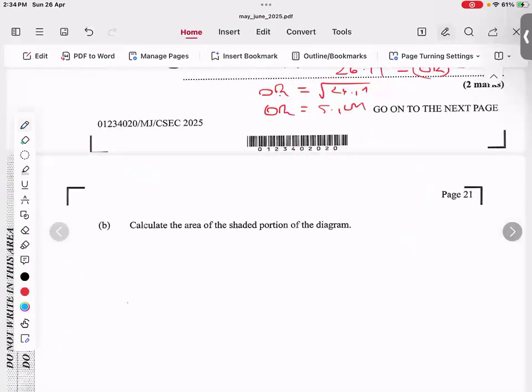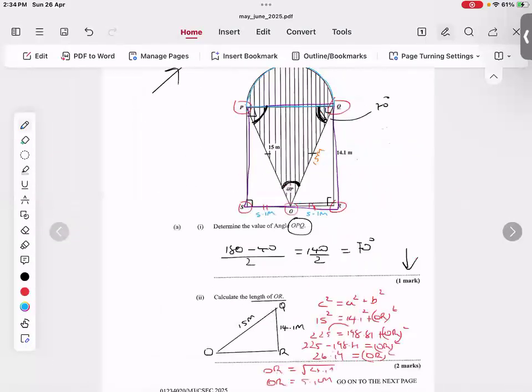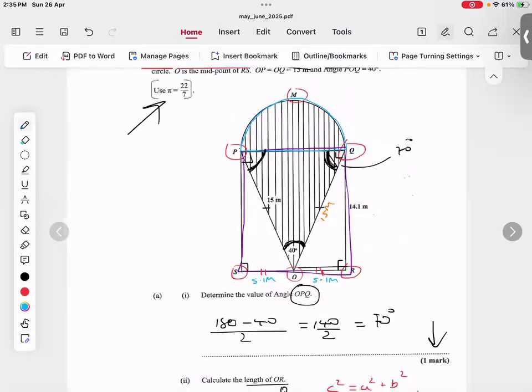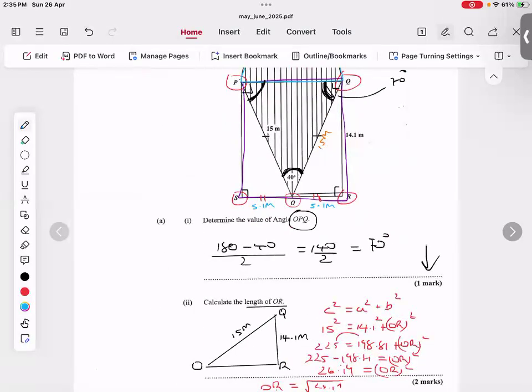All right, next question says, calculate the area of the shaded portion. So we need the area of the part that is shaded. Now, what two shapes make up the shaded portion? A semicircle. And? The isosceles triangle. Correct. Very good. So the triangle and the half a circle.